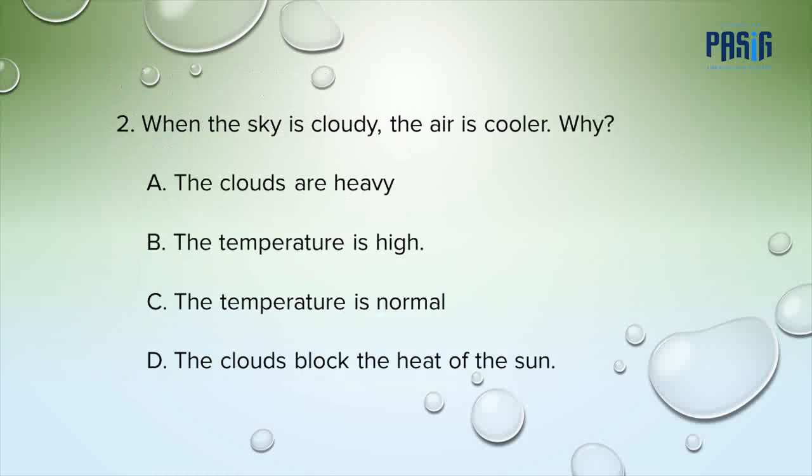Number 2. When the sky is cloudy, the air is colder. Why? A. The clouds are heavy. B. The temperature is high. C. The temperature is normal. D. The clouds block the heat of the sun. And the answer is letter D. The clouds block the heat of the sun.